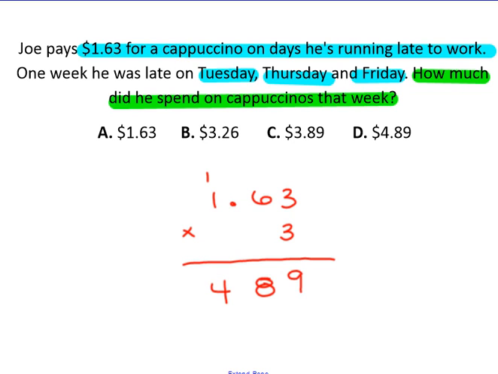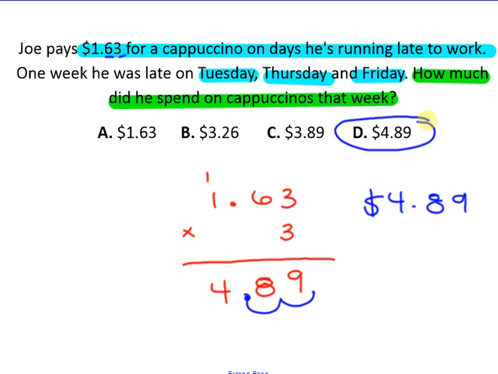How many numbers are after the decimal point? 1, 2, and there's no decimal point there, so I'm going to go 1, 2. So it looks like he spent $4.89, which matches answer choice D.